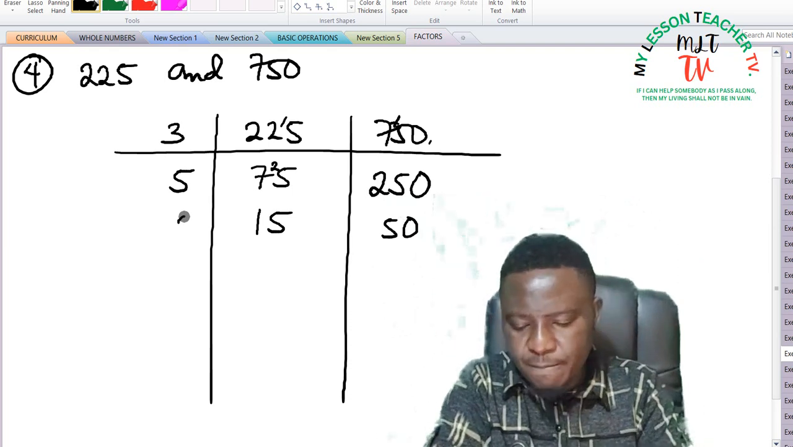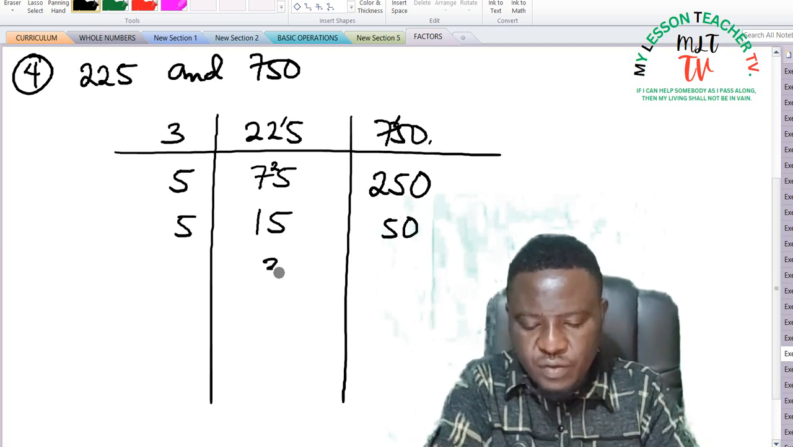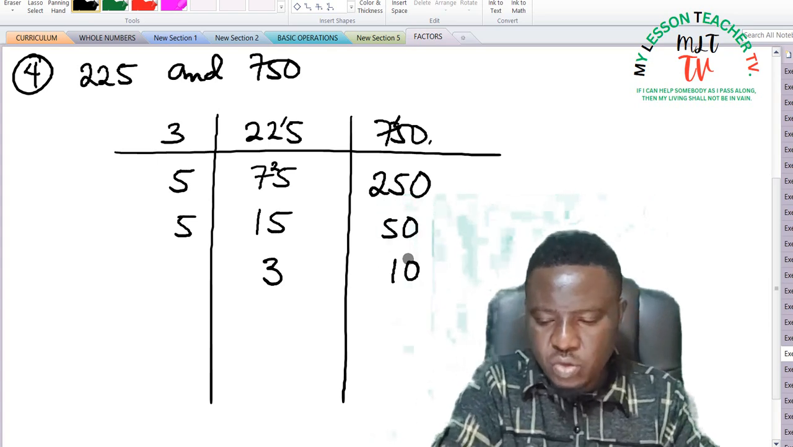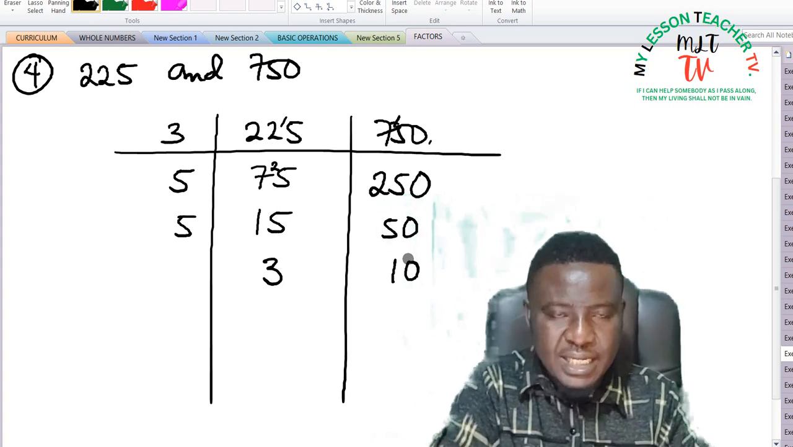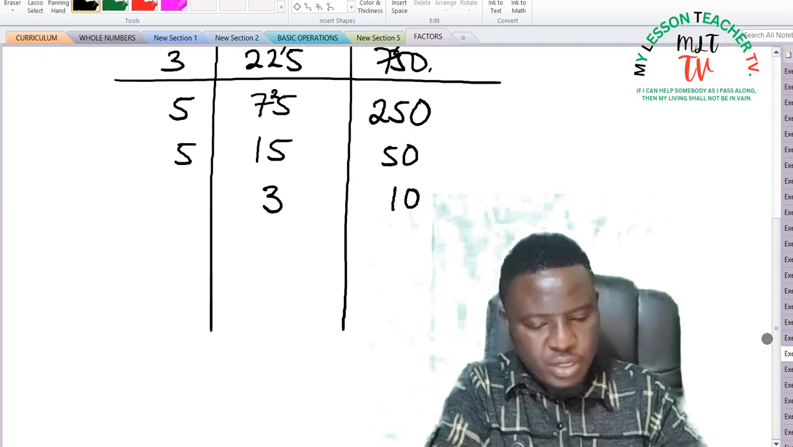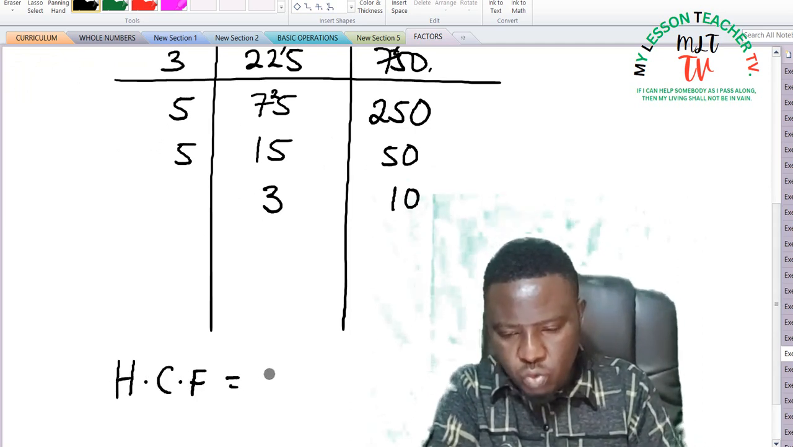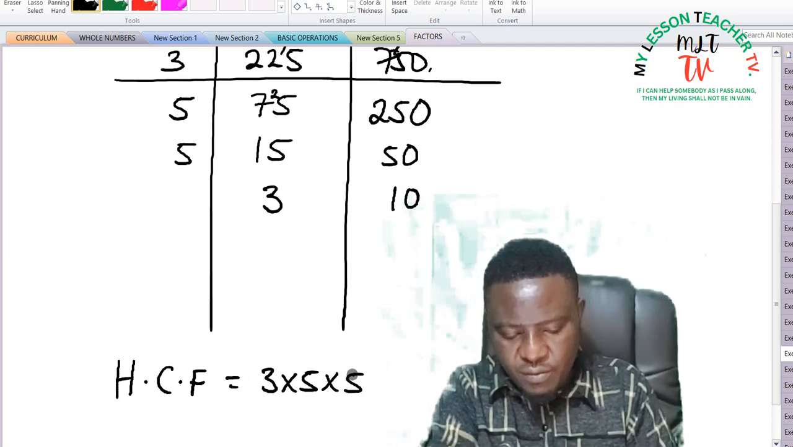5 can still divide. 5 into 15 is 3 times. 5 into 50 is 10. There is no prime factor that can divide 3 and 10 without a remainder. So we therefore say that the HCF of these two numbers is 3 times 5 times 5.